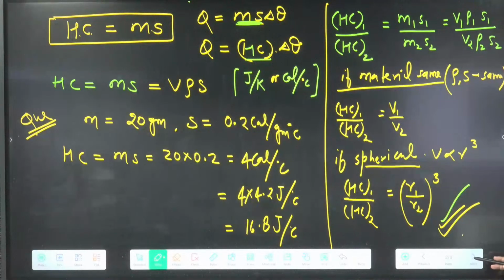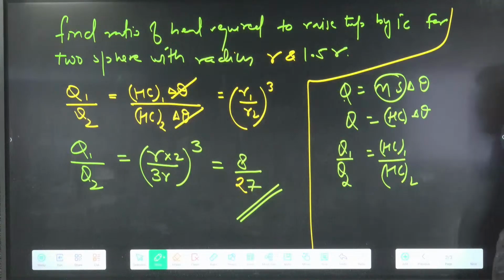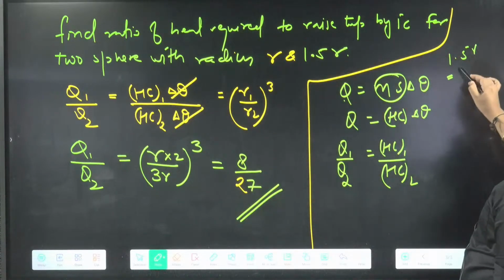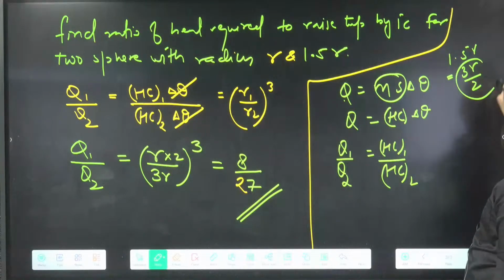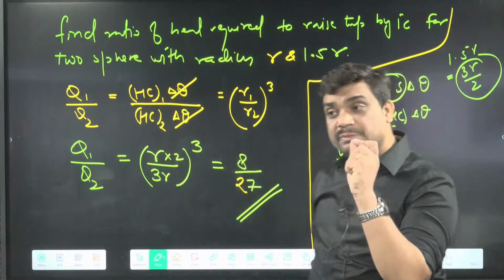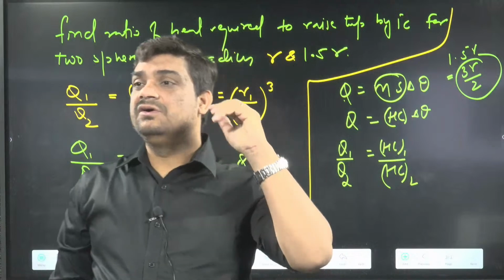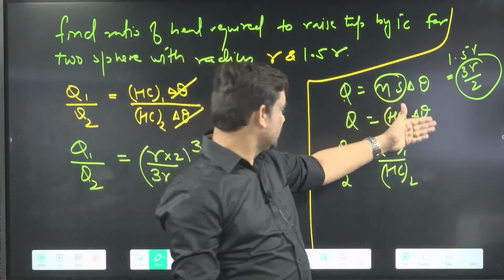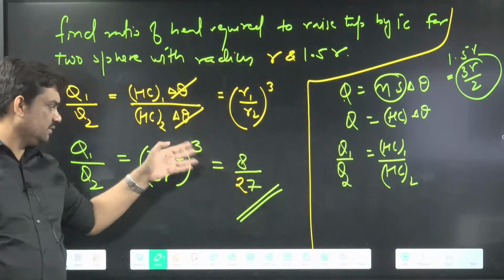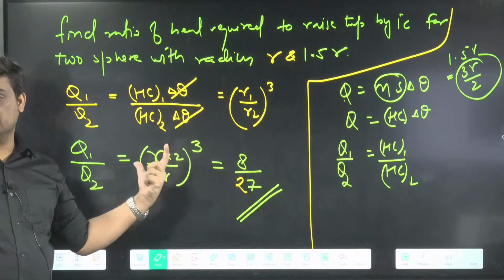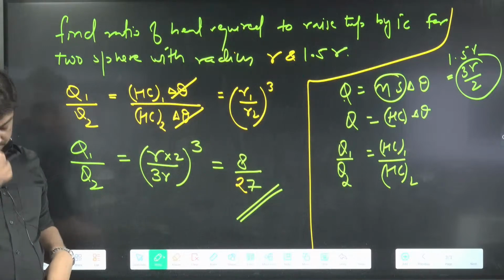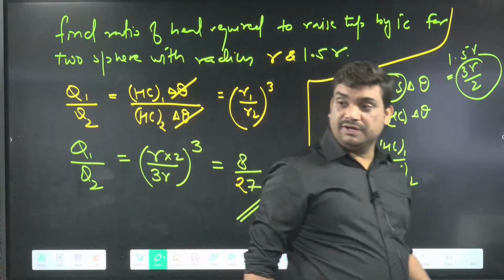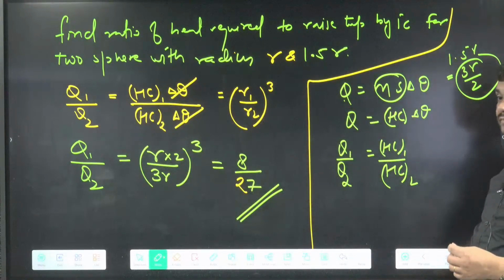So we got the answer: R1 I can put as R, and they have given 1.5R. 1.5R is basically equal to 3R by 2, because I said already we will prefer calculation in fractions rather than decimals. So this is what is written here, 3R by 2, and then R is cancelled. I hope you got the question. Yes. Now we are moving forward.